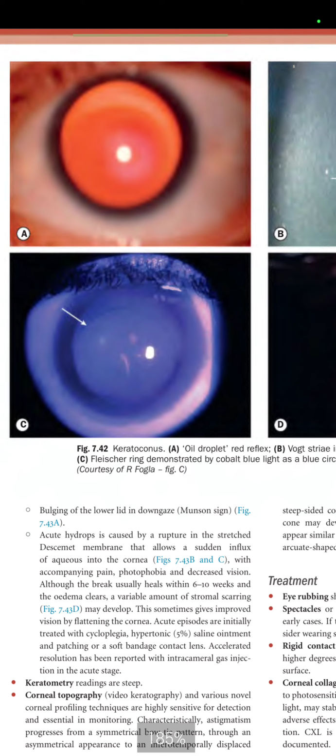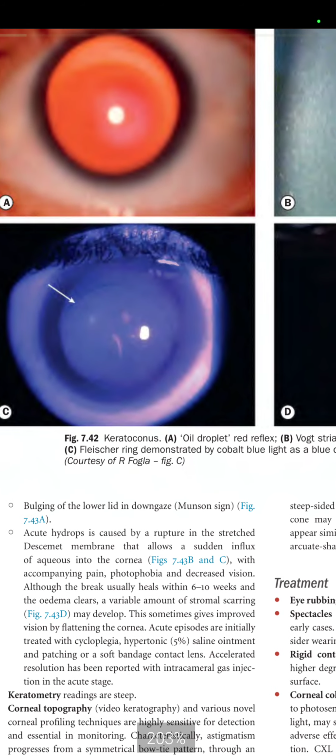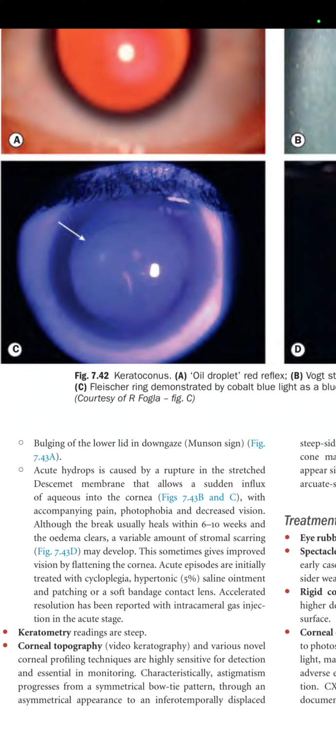Bulging of the lower lid in downgaze is the Munson sign, I told you earlier. Acute hydrops is caused by a rupture in a stretched Descemet membrane that allows a sudden influx of aqueous into the cornea with accompanying pain, photophobia, and decreased vision. Although the break usually heals within 6 to 10 weeks and the edema clears, a variable amount of stromal scarring may develop. This sometimes gives improved vision by flattening the cornea. Acute episodes are initially treated with cycloplegia, hypertonic saline ointment, and patching or a bandage soft contact lens. Accelerated resolution has been reported with intracameral gas injection in the acute stage.